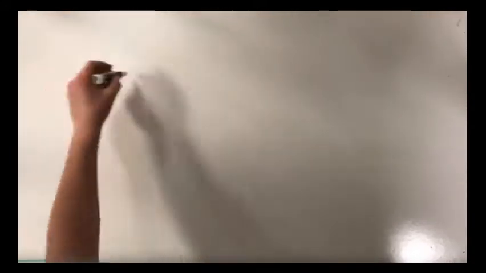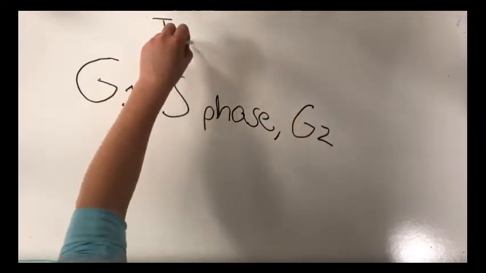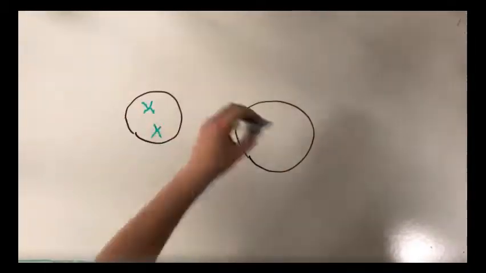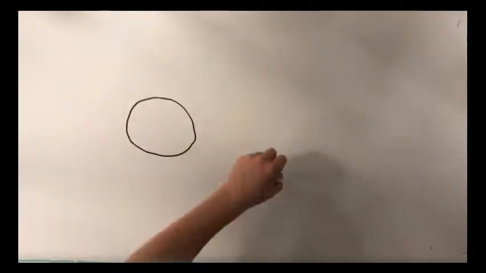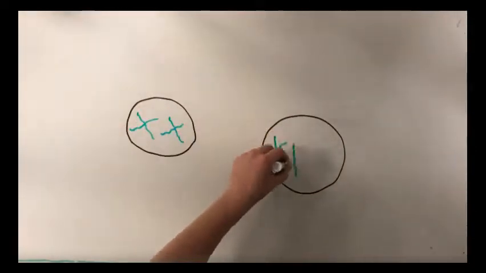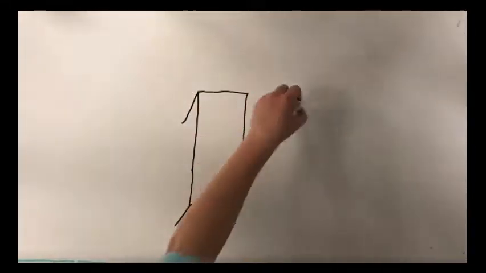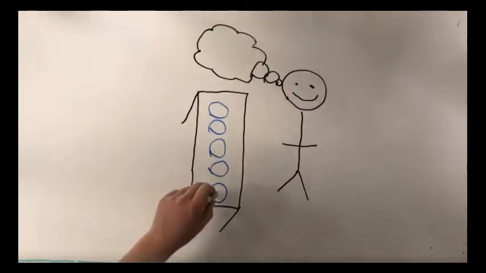The cell cycle starts with interphase, which is split up into three different phases: G1, S, and G2 phase. In the G1 phase, cells' chromosomes grow in size. In the S phase, the cell's chromosomes duplicate. And in the final stage of interphase, the G2 phase, the cells get checked for proteins.